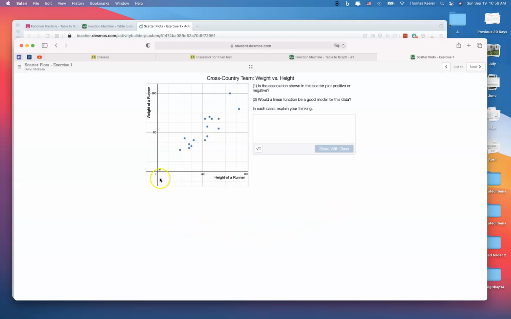Okay, so what does it mean to have a positive association? Positive means as x increases, y increases. And that certainly is the case here. And so could we draw a line? Yes, a line would come close.